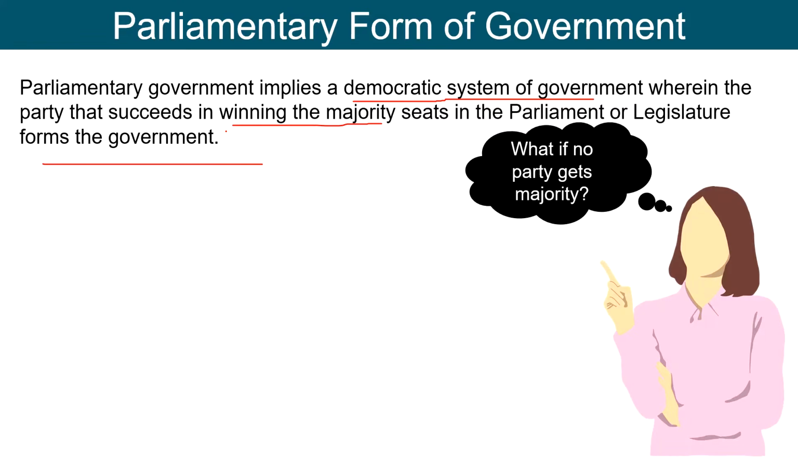But what if no party wins majority seats? In such cases, a few parties will come together to form a coalition government. Now, we will look at the features of parliamentary form of government.